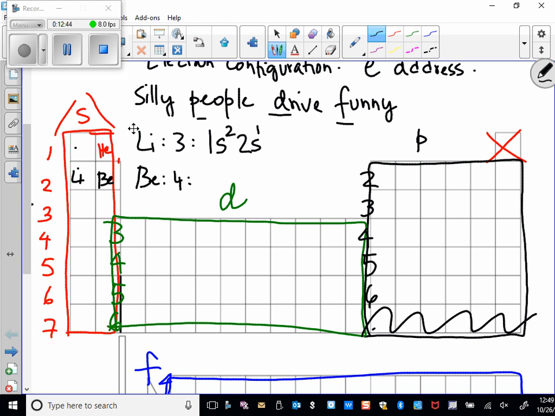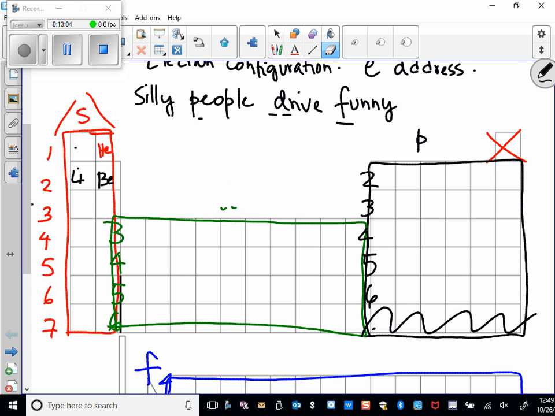Beryllium has 4 electrons. Where will the first 2 go? 1s2. Where will the next 2 electrons go? 2s2. Are you following along? So now I'm going to write the electron configuration for boron.